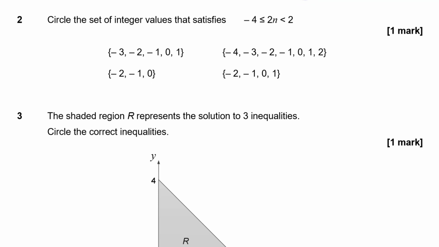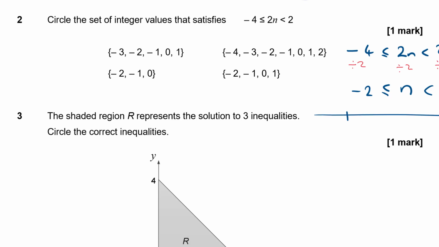Question 2. Circle the set of integer values that satisfy -4 is less than or equal to 2n, which is less than 2. Okay, now we want to get just n in the middle rather than 2n. And we can do that the same way we do with equations, just divide each part by 2 to get n by itself. Now this has got 3 parts. We need to divide each of those 3 parts by 2. So the left hand limit is going to be -4 divided by 2, which is -2. 2n divided by 2 is n, and at the other end I've got 2 divided by 2, which is 1. So n lies between -2 and 1.